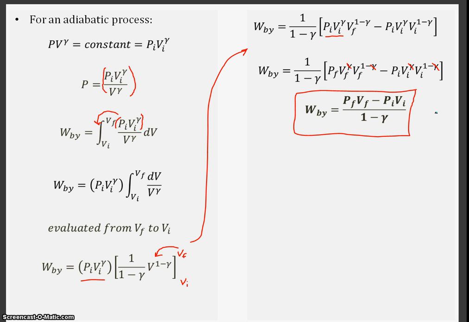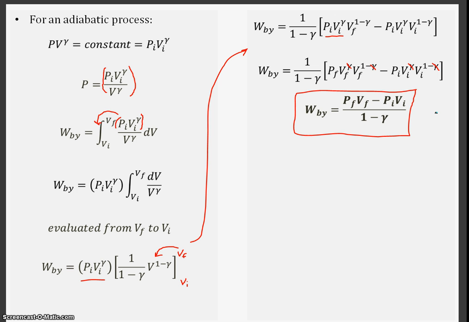Now, of course, the work done on the gas is going to be the negative of that. So as you'd imagine, if V final is greater than V initial, this would be a positive number, which would mean that the work done by the gas is positive, which makes sense in an expansion, because in an expansion the gas is doing work.